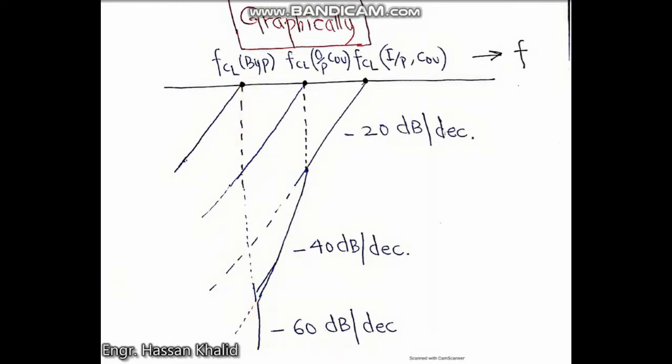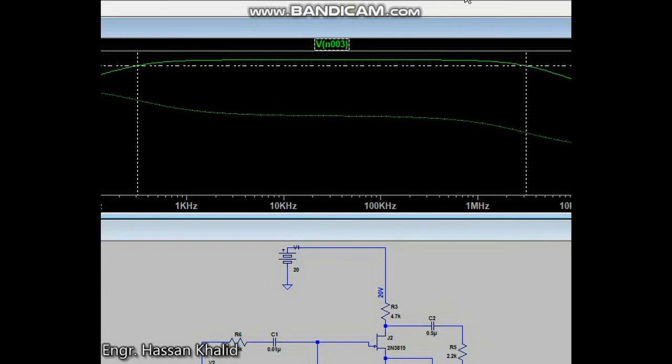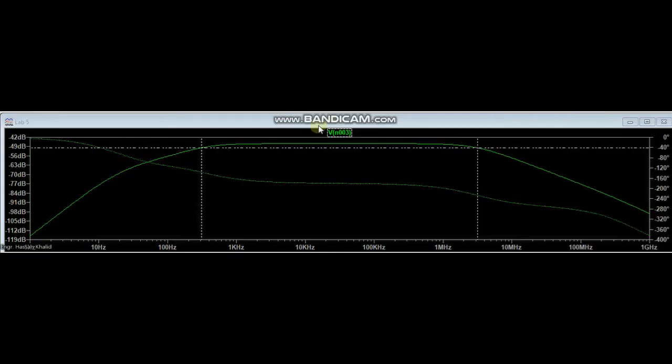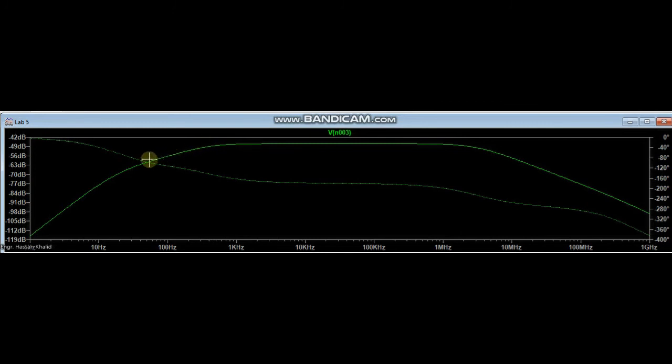Okay, now what you have to do is, from this view, you can easily realize that from this point to this point the slope will be different, and from this region to this region it's different, and from this point to this point the decibel per decade will be different. That means if there are 3 capacitors, there will be 3 different sets of slope.